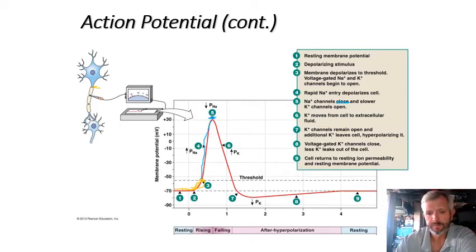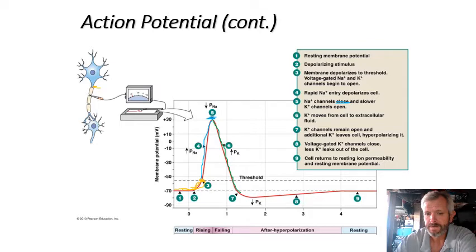So boom, activation channels open, sodium rushes in very rapidly, and inactivation gates are coming into play at the peak here. Around the same time, the potassium gates are starting to open, and now potassium is rushing out, taking with it its positive charge and causing repolarization.